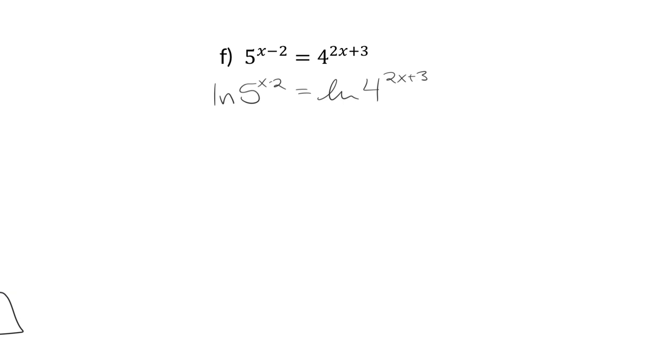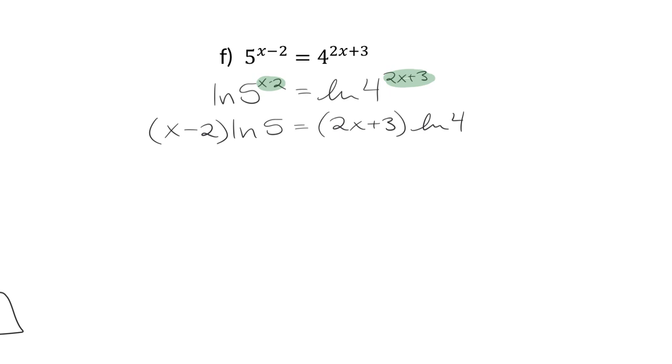Just bad habits. Okay, we go back to the properties of logarithms. We have these exponents. What can we do with them? Put them in front. Now, when you put them in front, please put them in parentheses because they're a binomial. So we're moving those exponents to the front. This becomes (x minus 2) times the natural logarithm of 5 equal to (2x plus 3) times the natural logarithm of 4. We just drop them in front, just like we did last time.